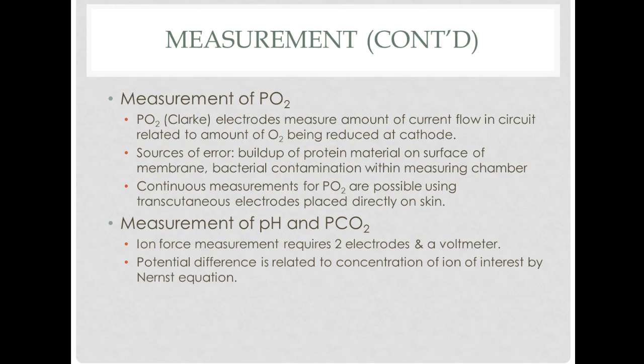Then we have the measurement of pH and CO2. This is an ion force measurement that requires 2 electrodes and a voltmeter. A potential difference is related to the concentration of the ion of interest by the Nernst equation.